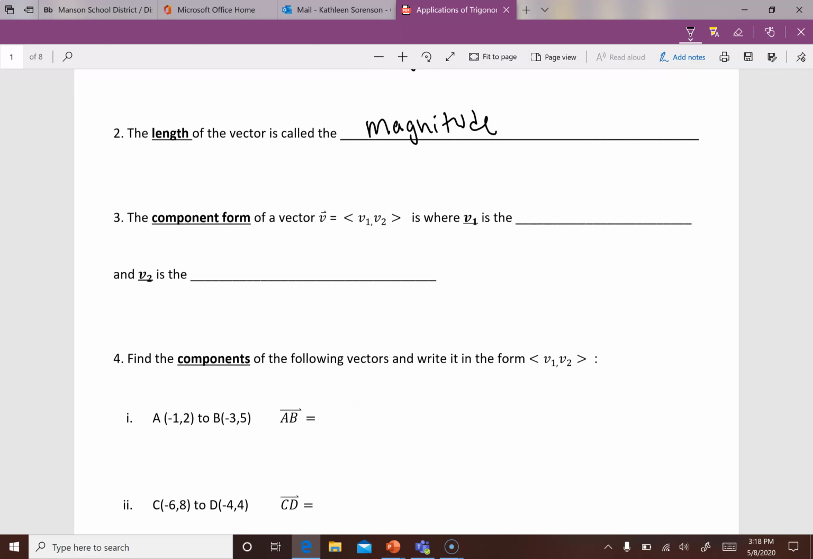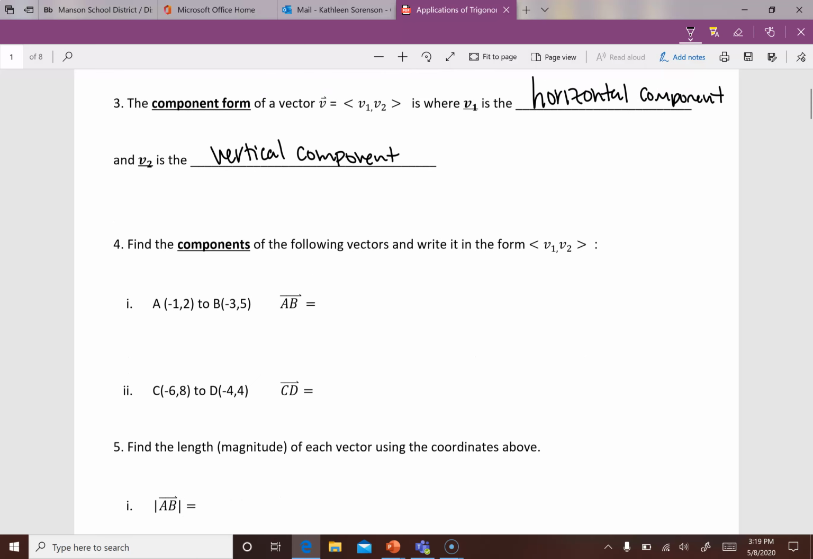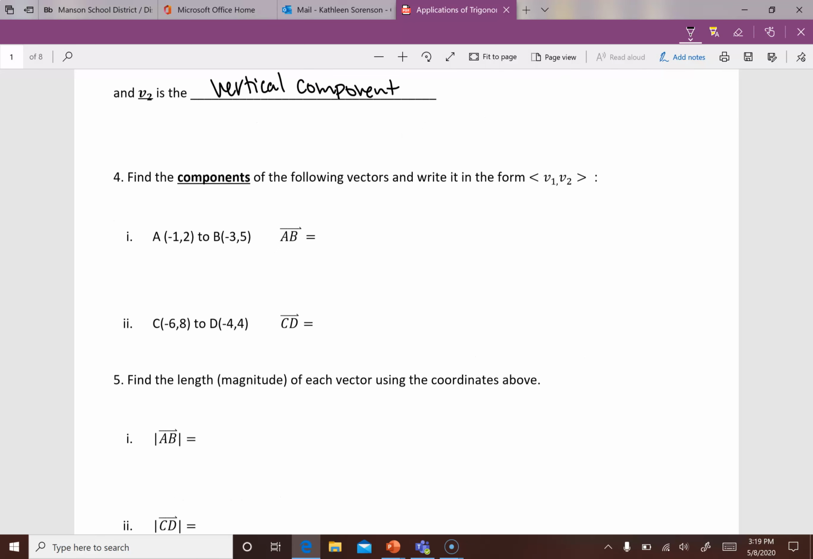The component form of a vector is where the V1 is the horizontal component and V2 is the vertical component. All right, now let's try to figure out how we figure out what the horizontal and the vertical components are. So we basically say, how do I get from -1 to -3? Well, I have to subtract 2. How do I get from 2 to 5? Well, I would add 3.